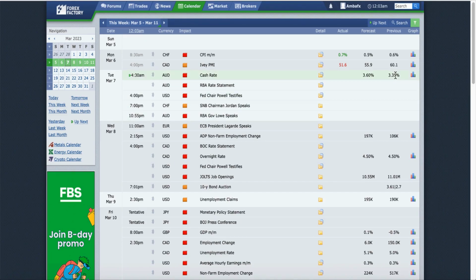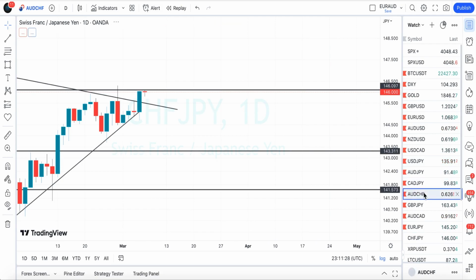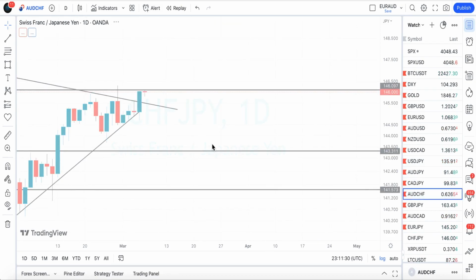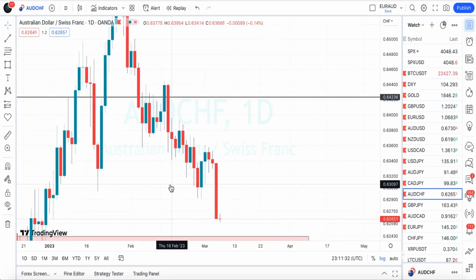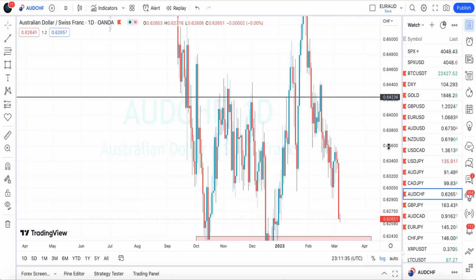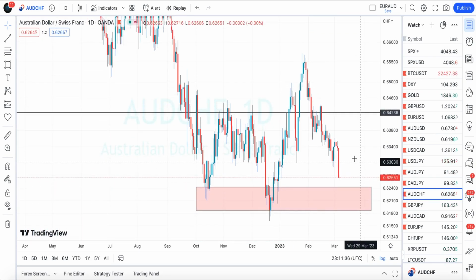The interest rate is forecast to be a 25 basis points rate hike, from 3.35 to 3.60. That's 25 basis points. So let's see how it goes. If we see a higher than expected result, then we should see the AUD Swiss franc bounce from this support level. As you can see, we have a support level at this particular area, the weekly support level is here.